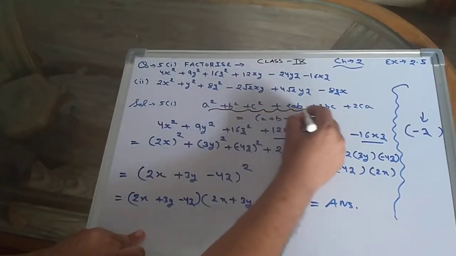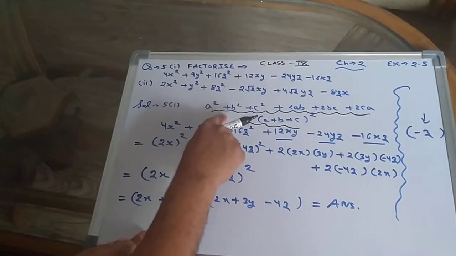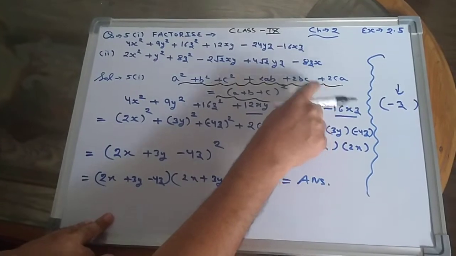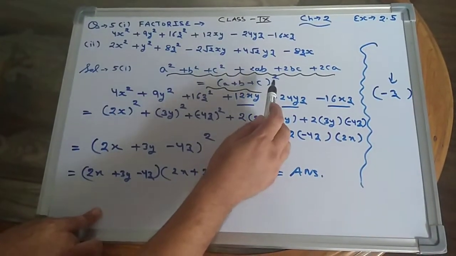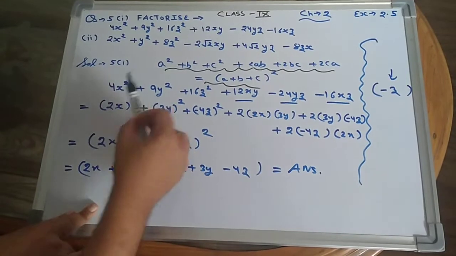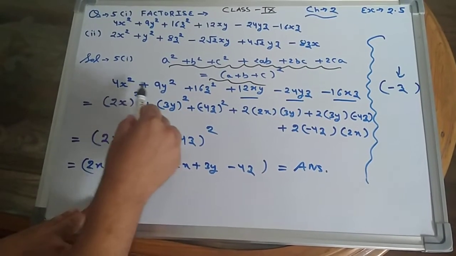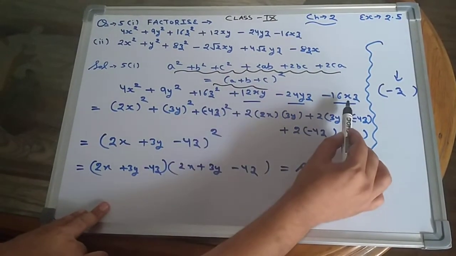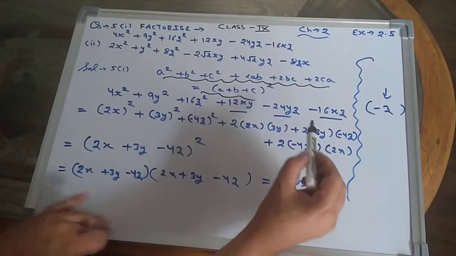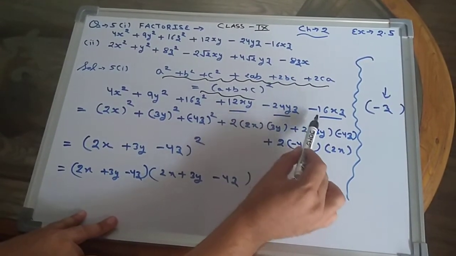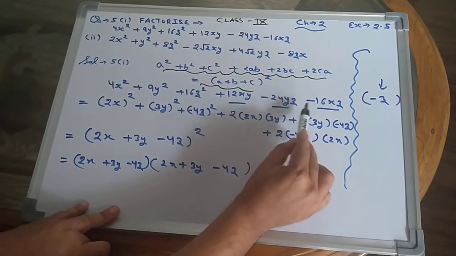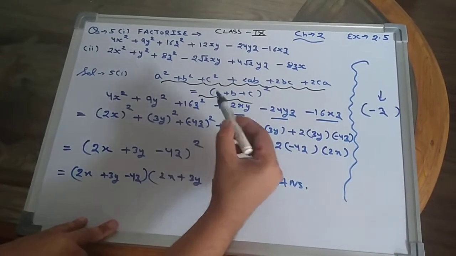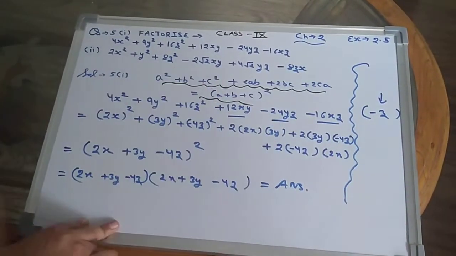First, you must be familiar with this identity: a square plus b square plus c square plus 2ab plus 2bc plus 2ca is equal to (a plus b plus c) whole square. Now, when we have to factorize 4x square plus 9y square plus 16z square plus 12xy minus 24yz minus 16xz, you can easily see that in the last two terms you find a negative sign, and the common variable is z. It means in this factorization, whenever you write z, you put minus in front of that.